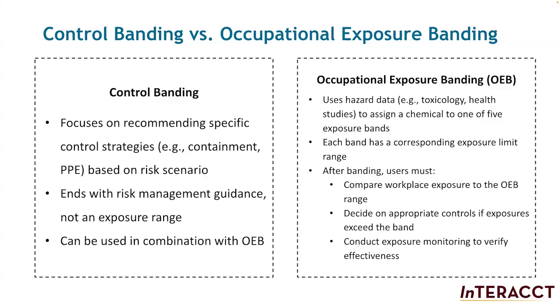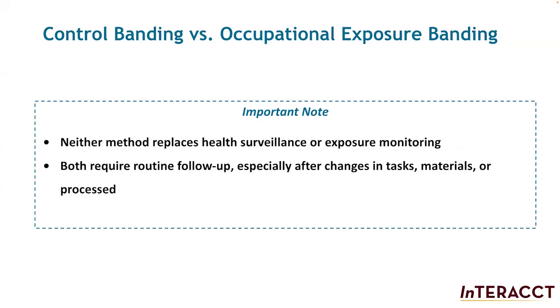Importantly, control banding and OEB can be used together to improve workplace hazard management. An important note to remember is that neither control banding nor occupational exposure banding replaces health surveillance or exposure monitoring. These methods are tools to guide risk management, but follow-up is still critical. Both approaches require routine checks, especially when there are changes in tasks, materials, or processes, to make sure controls remain effective and risks stay under control.